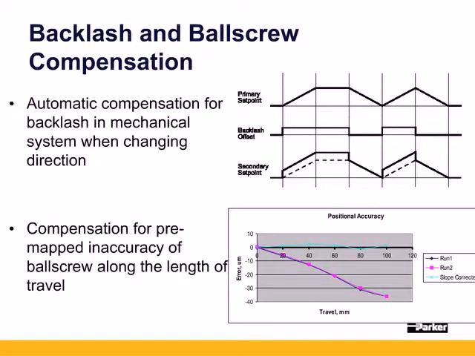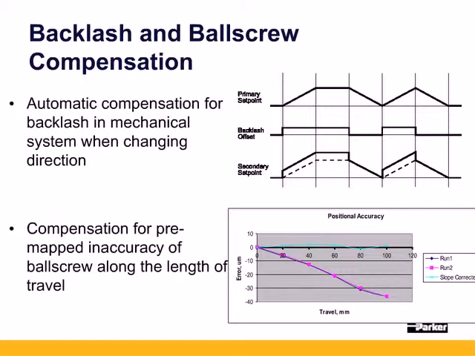Coordinated motion, jogging, gearing, and camming comprise the primary set point. The ACR can also add backlash and ball screw compensation for the secondary set point. This allows for compensating for mechanics inaccuracies. Parker's precision grade tables and stealth gear heads come with error maps.